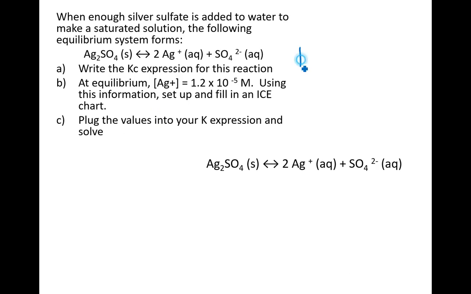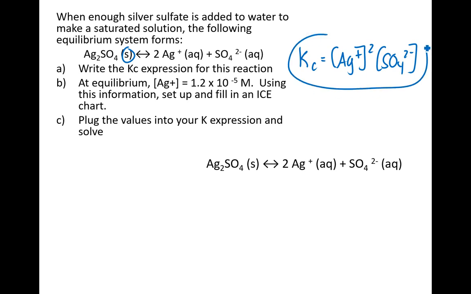So first we're going to write a K expression. So it's going to be products over reactants. So silver is a product, and then sulfate is a product. And then I have a reactant, but notice that the reactant is a solid. And we don't include solids in our K expression. So we're just going to divide by 1. So this is it. This is my K expression. There's no denominator. So solids and liquids get left out of K expressions.